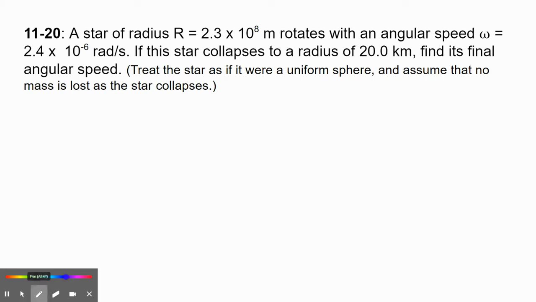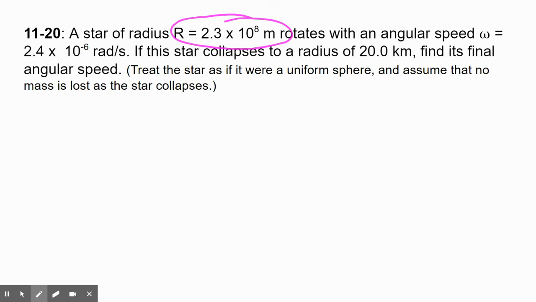And the final question, I'm going to change colors. We are talking about a star. Astronomy is very interesting, and so I was excited when I ran across this problem. So we have a star and it has a particular radius, and we know what its angular speed is. We want to know what the final angular speed would be if the star collapses down to a radius of 20 kilometers. So still a massive number, but not nearly as massive as its previous size.